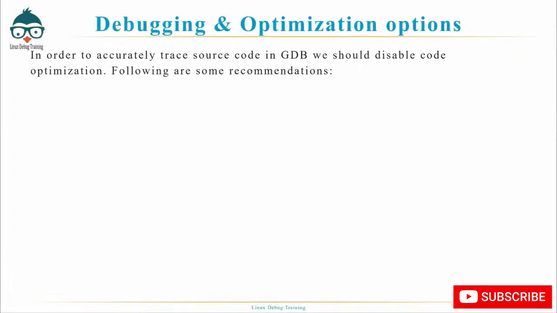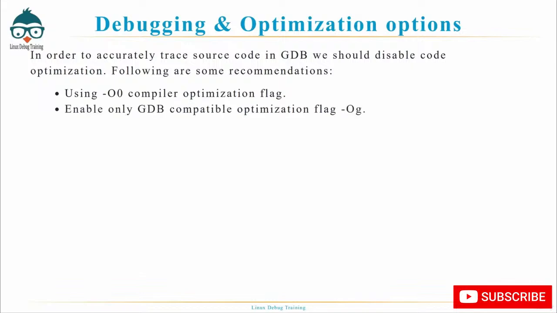In order to accurately trace source code in GDB, we should disable code optimization. The following are some recommendations for doing that. We can use the -O0 compiler optimization flag. We can enable only GDB compatible optimization with the -Og flag. We can use the -g debug flag on its own.